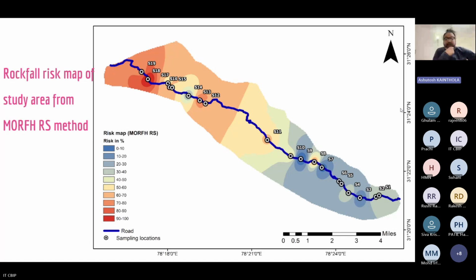So this is the final map, the risk map, and you can see the southern portion on the left of your screen, where a large number of population resides, is eventually more prone to rockfall risk. Next, please.